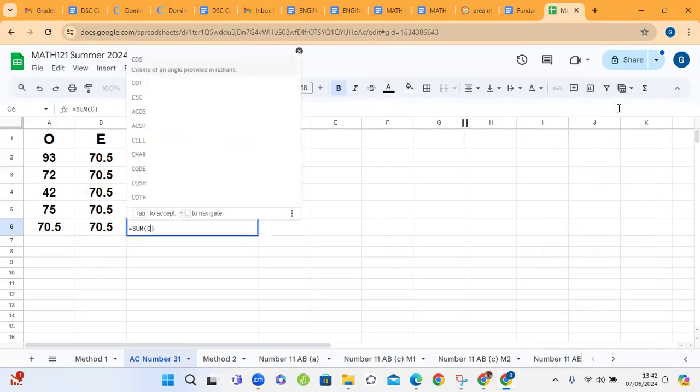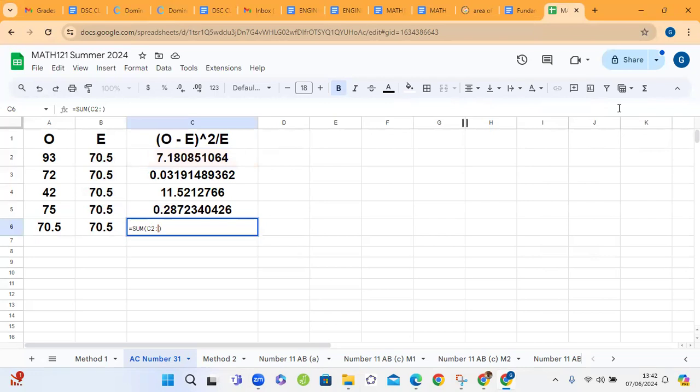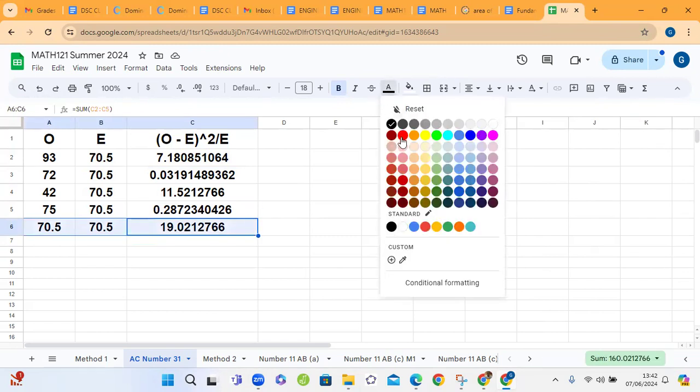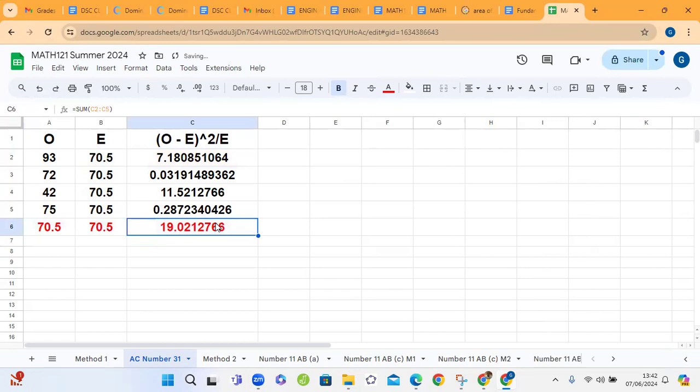And when we add this up from C2 to C5, this sum there will give us our chi-square test statistic. We got it to be 19.02. We can reduce the number of decimal places to 2 decimal places, 19.02. That's how we can calculate our chi-square test statistic.